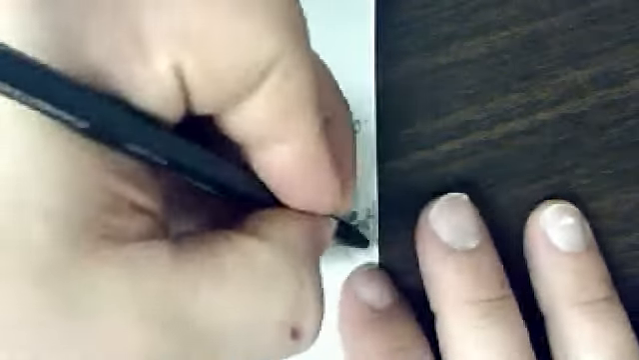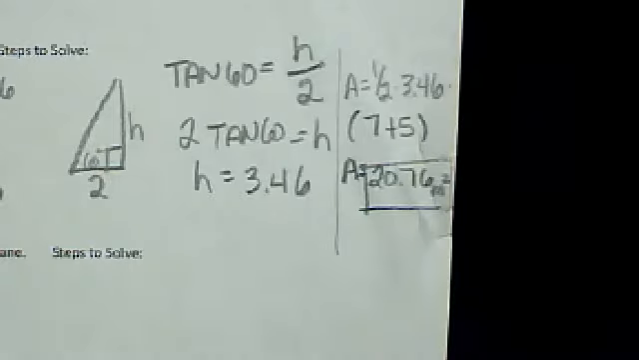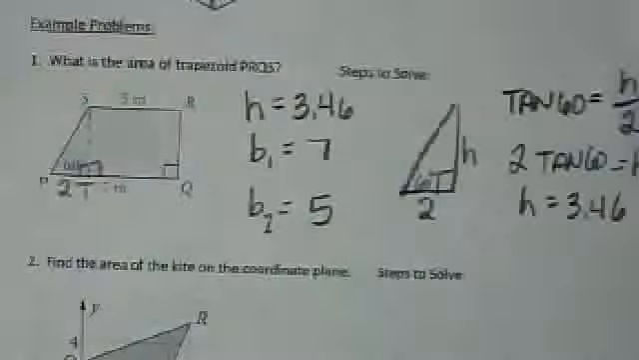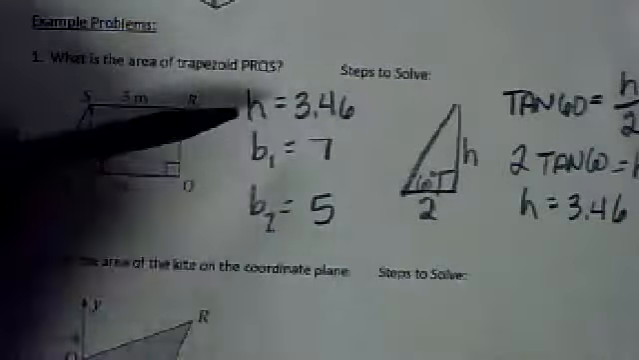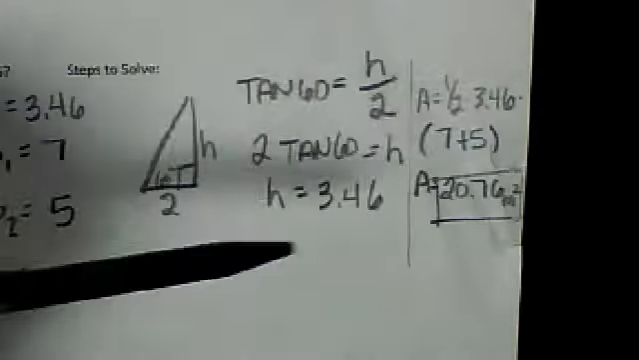So my final answer is going to be 20.76. In this case, we have meters squared. I really tried to fit that in over here. 20.76 meters squared. So we utilized trig a little bit. We were given the bases. We had to use trig because we had to figure out what that height was. Once we found the height, we implemented that into our trapezoid formula.